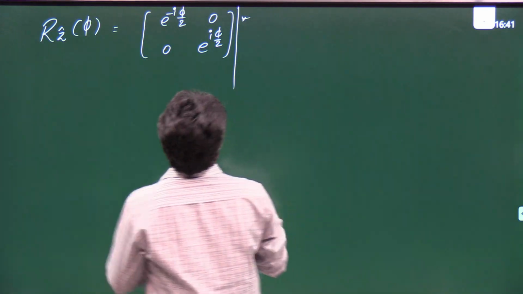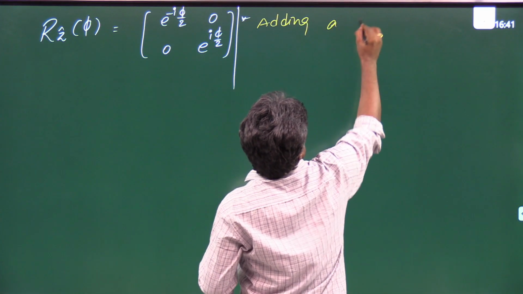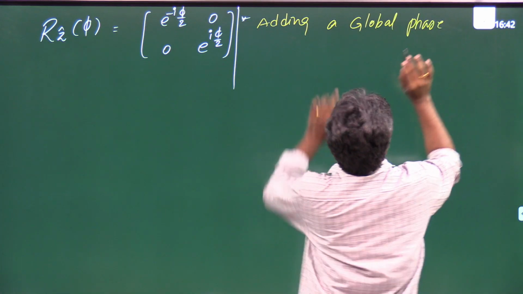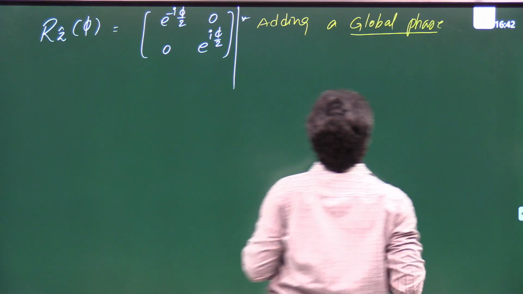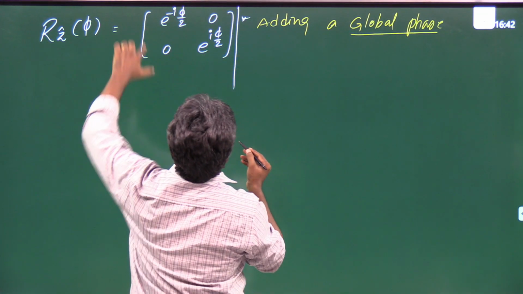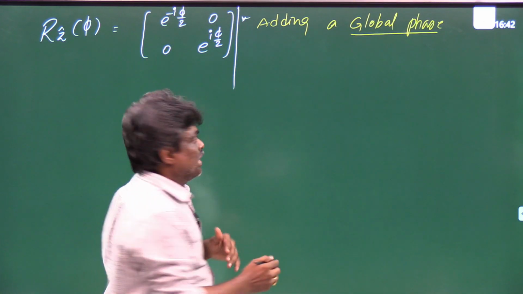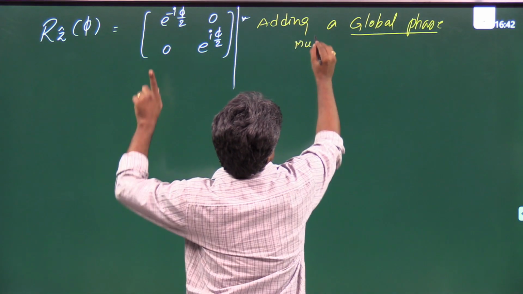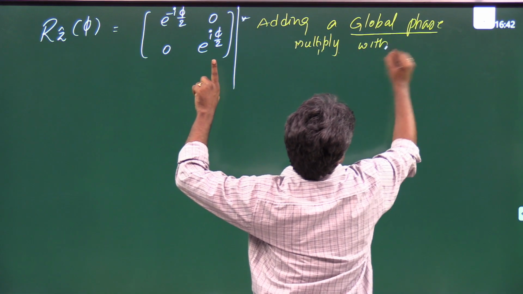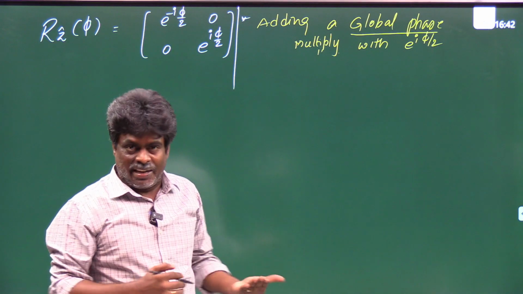So here what I'm doing is just adding a global phase. Why you are adding it like this, you will understand later. Please wait a minute. What is the meaning of adding a global phase? Just multiply all the elements with e raised to i phi by 2. Earlier I had taken it slightly wrong. Multiply with e raised to i phi by 2. That means I am adding this phase again.